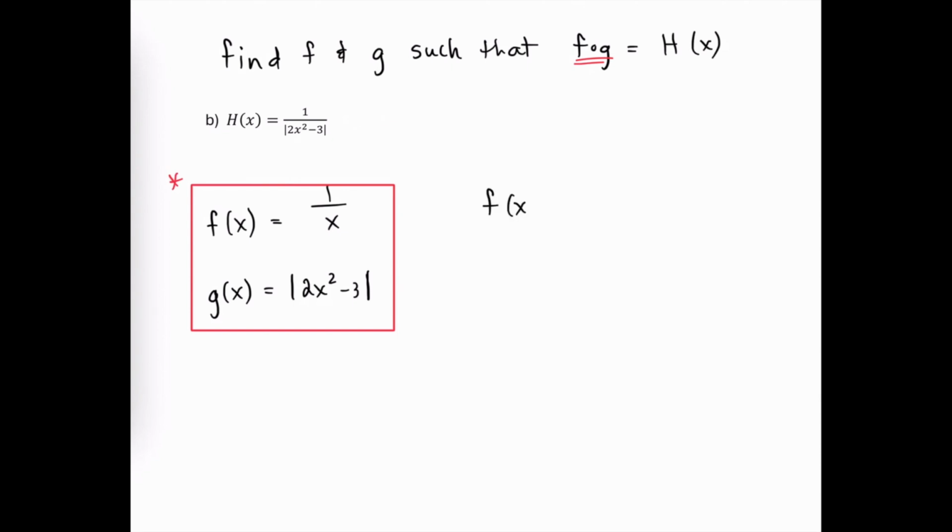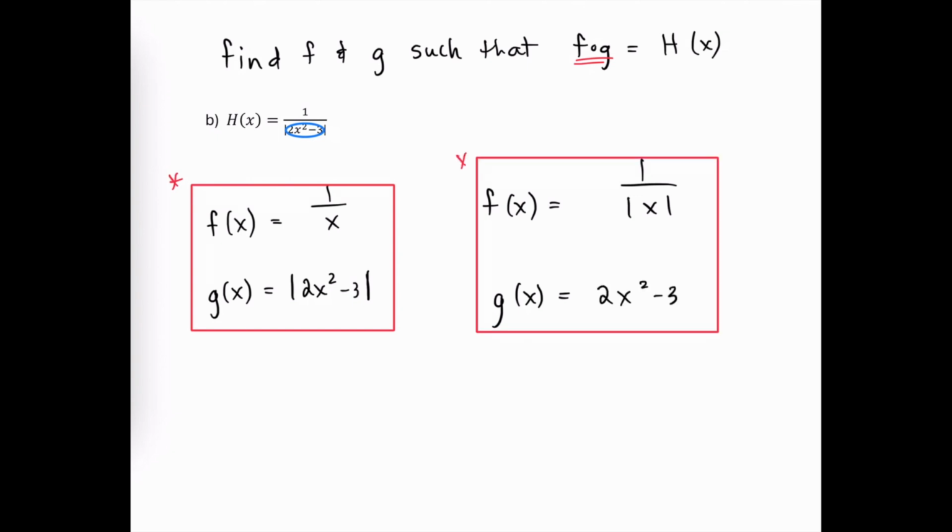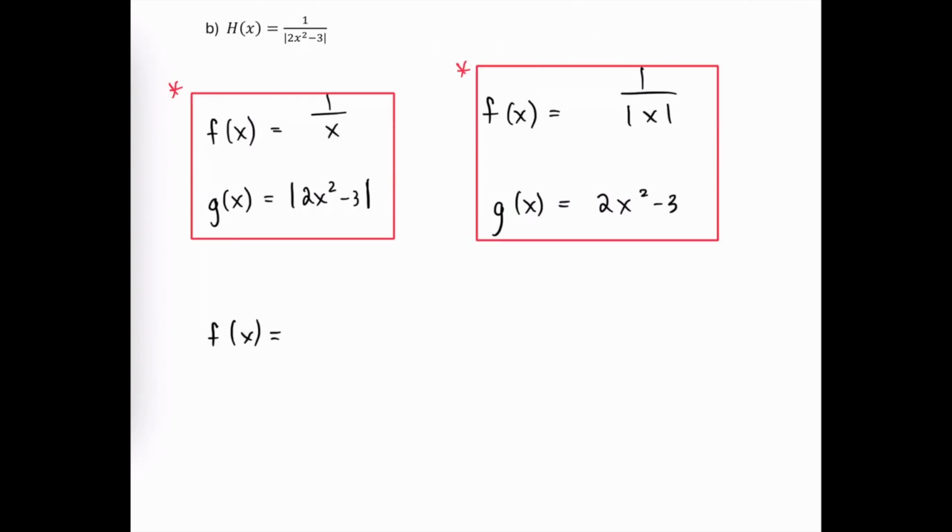Another possibility is that if we let f be the function 1 over the absolute value of x, if f contains the absolute value, then now g needs only to be the 2x squared minus 3 function that goes inside that absolute value. And so this is another possibility for f and g. But we can still find at least two more.